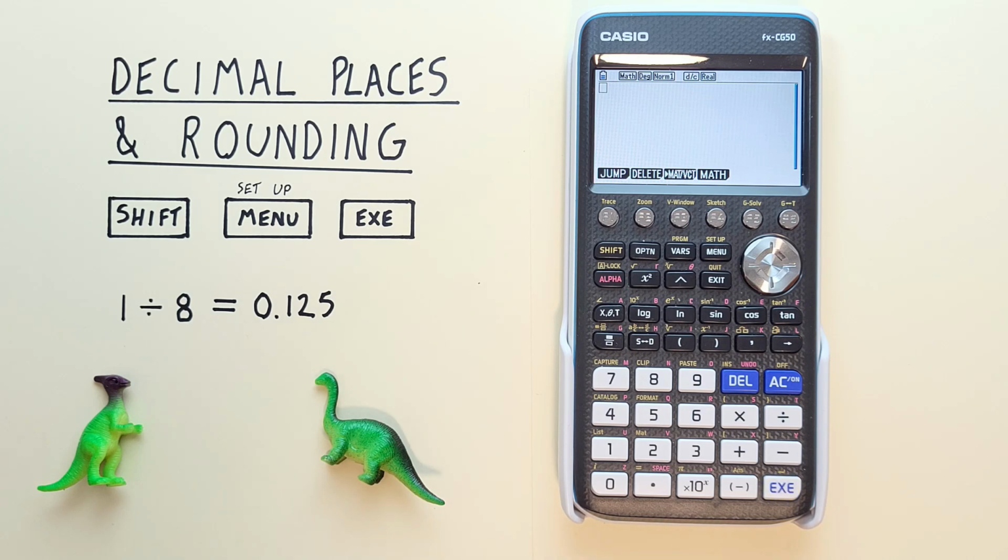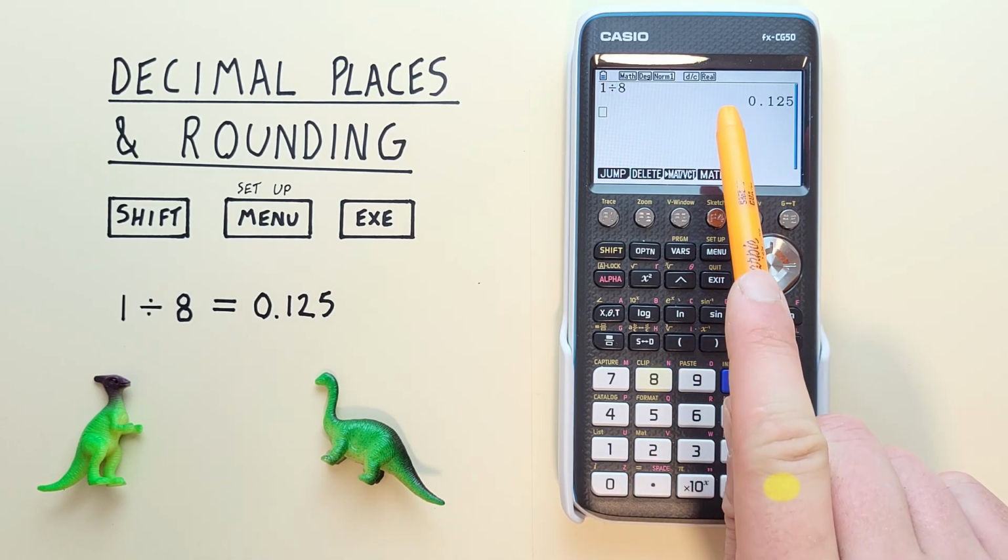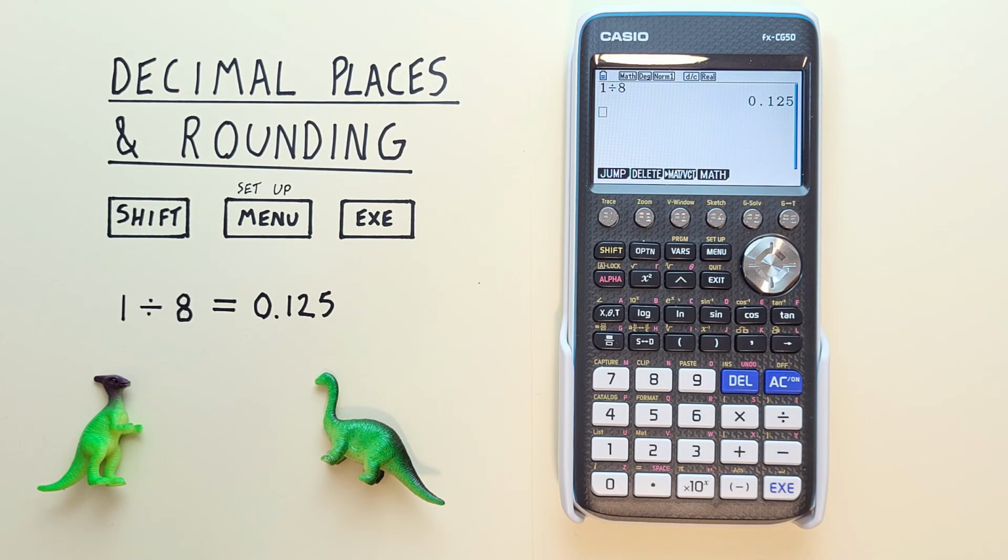Normally, when we do a function on this calculator, like 1 divided by 8, it displays all of our decimals. But what if we wanted to round our numbers to, for example, 2 decimal places?